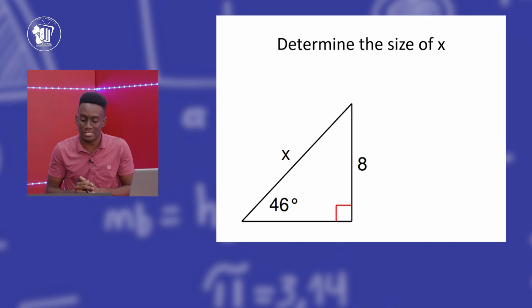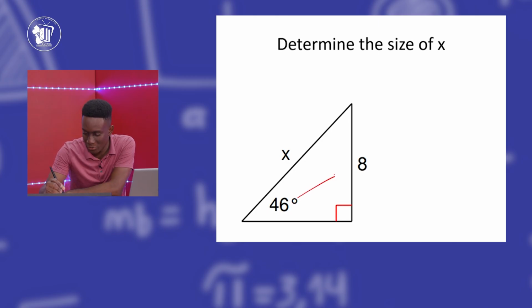So let's look at another example. In this example, let's label, of course, the side opposite the angle that we're given. In this case, we are given 46 degrees. So the side opposite that will, of course, be named the opposite. And the side opposite the right angle would be the longest side, which would be the hypotenuse. And of course, the remaining side would be the adjacent side.